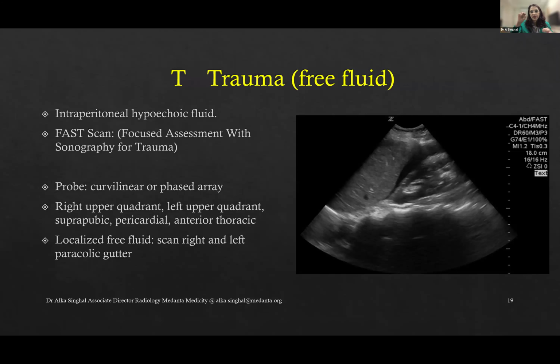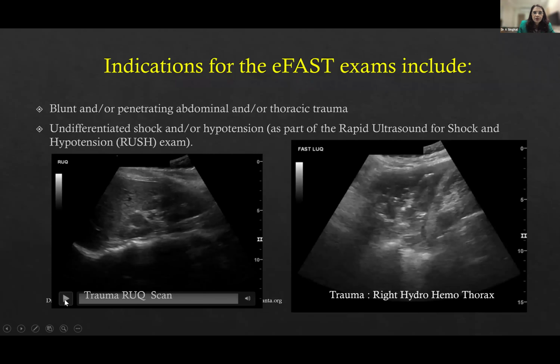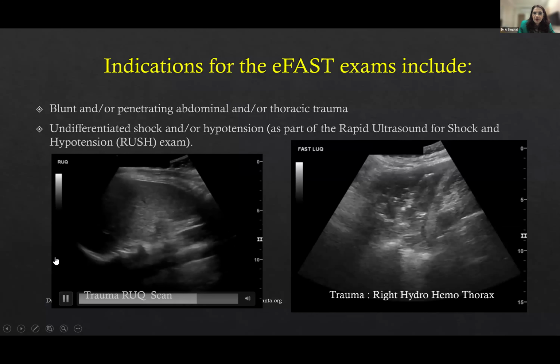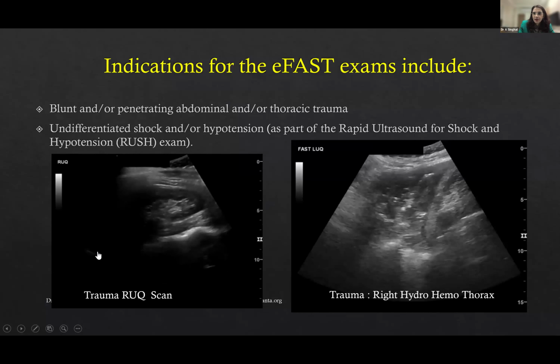The right and left paracolic, pericardial region, suprapubic region, and the anterior thorax and additional views, we have to look for them. So the right upper quadrant, left upper quadrant, suprapubic, pericardial, and anterior thoracic. And of course, you can add on scanning in the right and left paracolic regions. So we are trying to look for fluid, right? You can just have a look and see if there's any fluid here. The Morrison's pouch looks clear here, not much fluid.